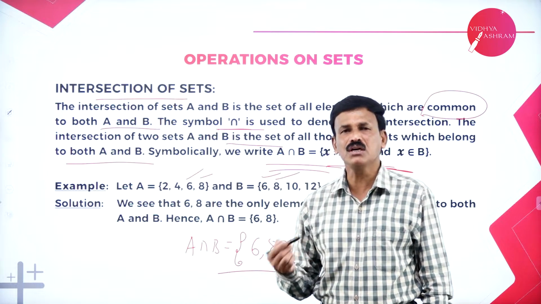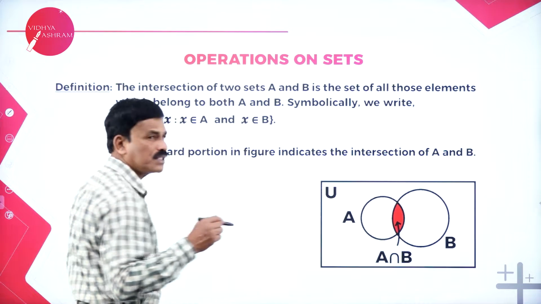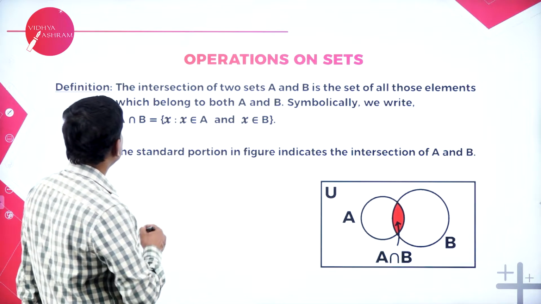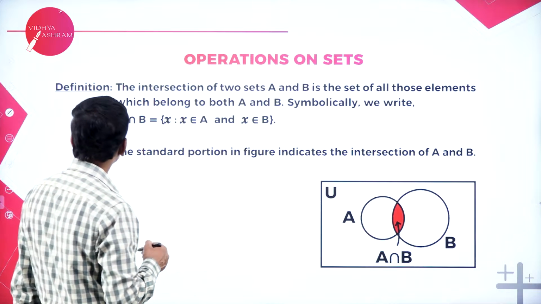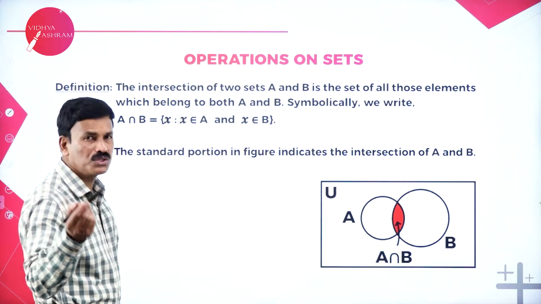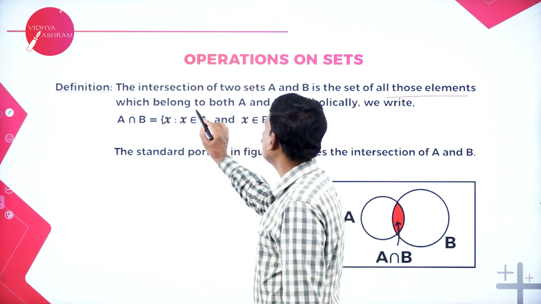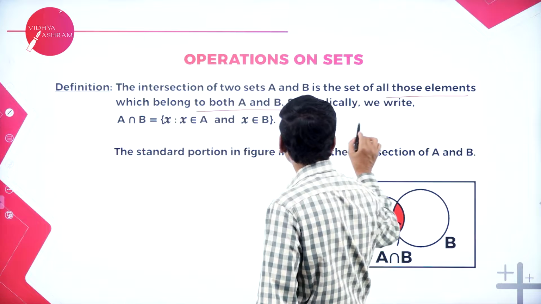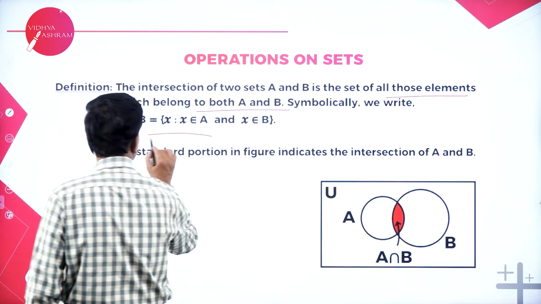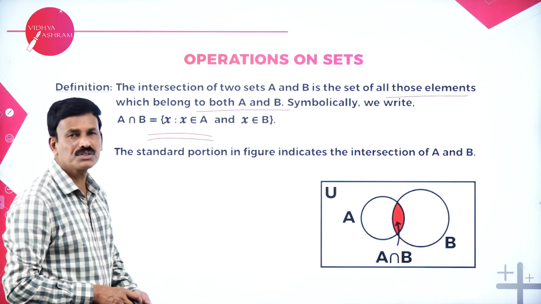Okay. Now let us come to a few properties. In general, the mathematical definition: the intersection of two sets A and B is the set of all those elements which belong to both A and B, and it is denoted as A intersection B is equal to {x such that x belongs to A and x belongs to B}.